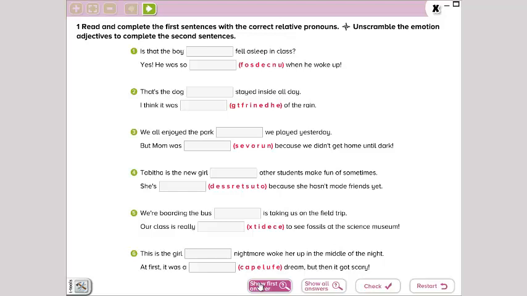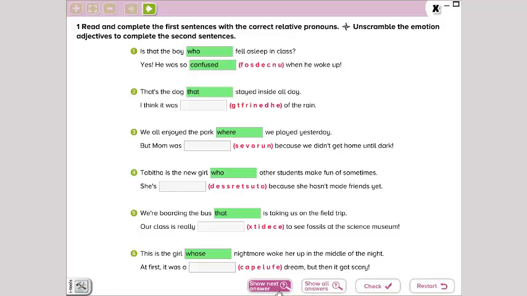So number 1, it will be, is that the boy who fell asleep in class? Number 2, that's the dog that stayed inside all day. Number 3, we all enjoyed the park where we played yesterday. Number 4, Tabitha is a new girl who other students make fun of sometimes. Number 5, we are boarding the bus that is taking us to the field trip. Number 6, this is the girl whose nightmare woke her up in the middle of the night. Okay? Now the other answers. Ahora los unscramble.